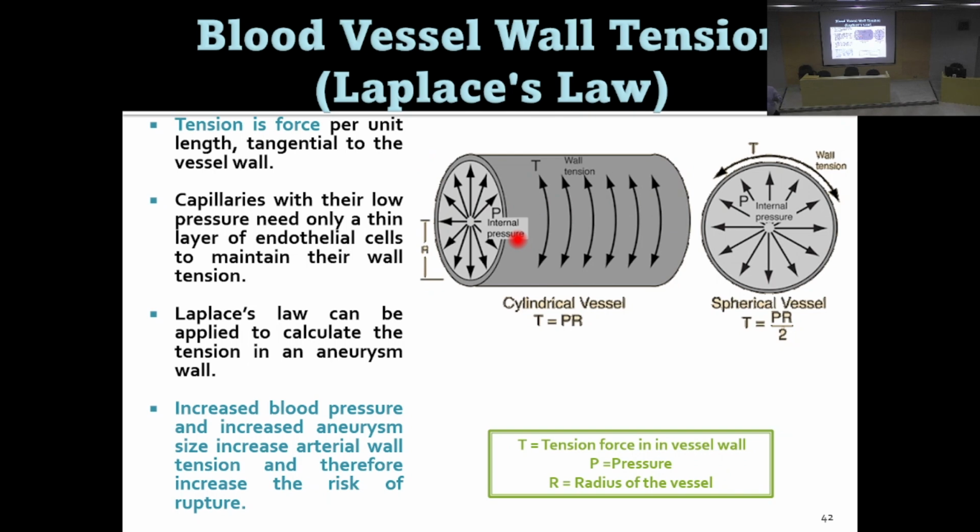So I have a pressure on the aneurysm, and then I have a tension. The definition of tension is a force per unit length tangential to the vessel walls. This is tangential to the walls, not perpendicular to the surface of the vessel itself, okay.